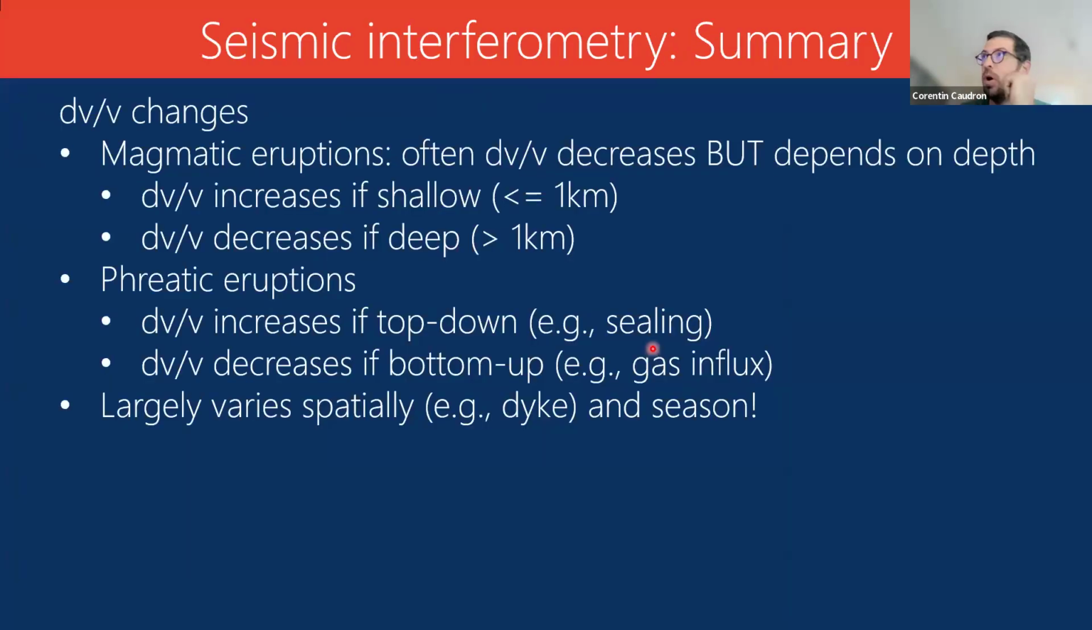Okay, to conclude this part, DVV seismic velocity can change on magmatic eruptions, which is something we have seen on quite many volcanoes now. Often we'll have a DVV decrease, but that will depend on the depth. Sometimes you have a DVV which will increase if it's a shallow source, and conversely, it tends to decrease if the source of your deformation, of your stress change, is quite deep. When we deal with phreatic eruptions, with gas-driven eruptions, no magma at the surface, we think that we have a DVV increase on the long term, which reflects sealing of the upper part of your system, and sometimes we have a decrease on the short term, which might reflect gas influx.